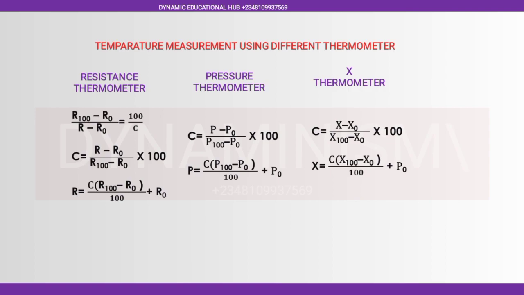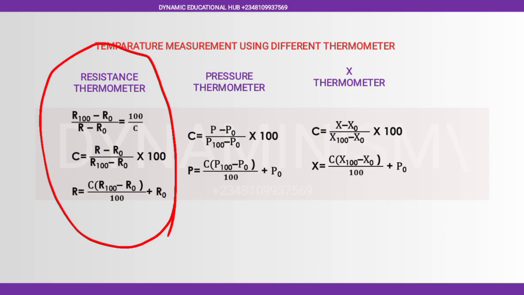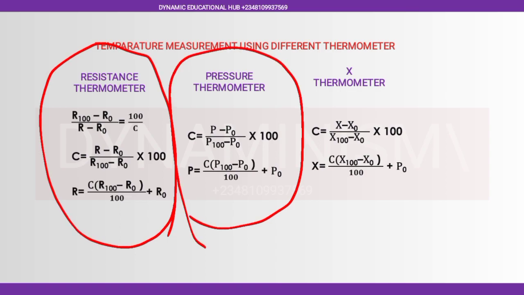Now the same thing that I just did, that's the same thing we've done here to get all these formulas. Let's say, for instance, if you have your resistance thermometer, you do the same thing: upper minus lower over the value you are getting minus lower is equal to 100 over C. Now if you make C the subject of the formula, you get this. Make R the subject of the formula, you get this.